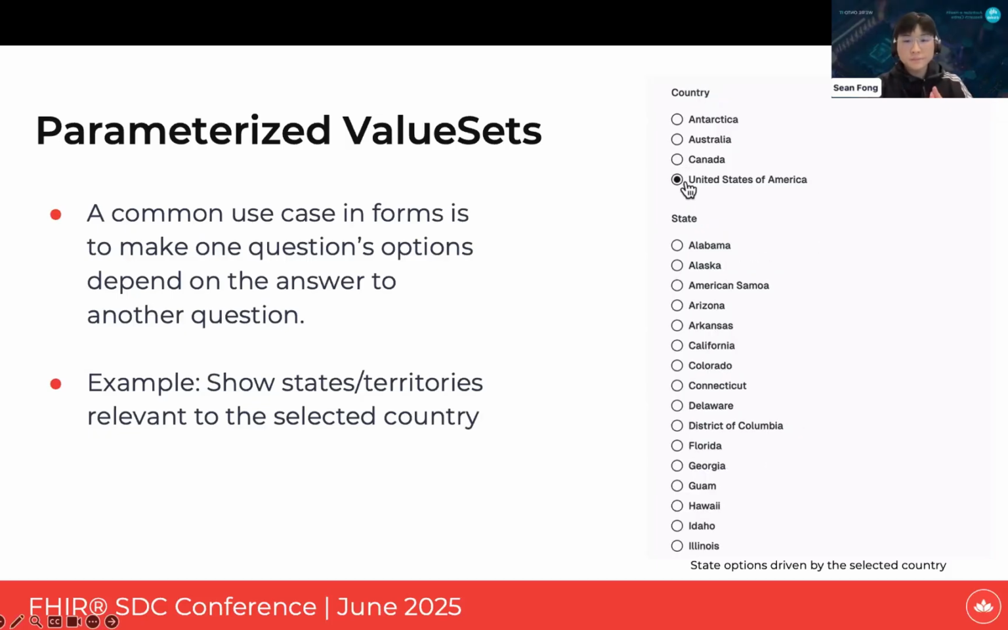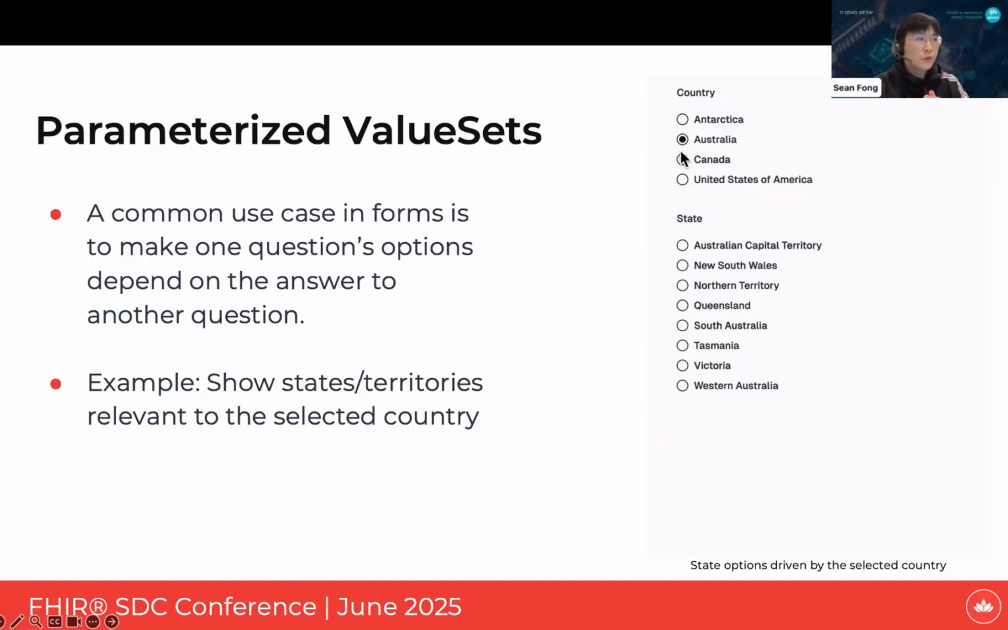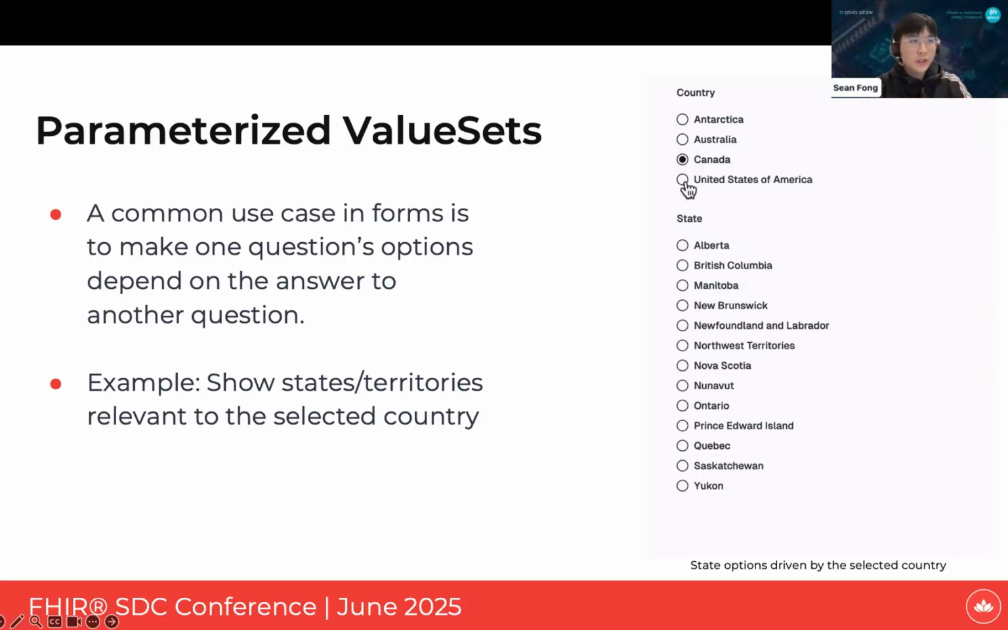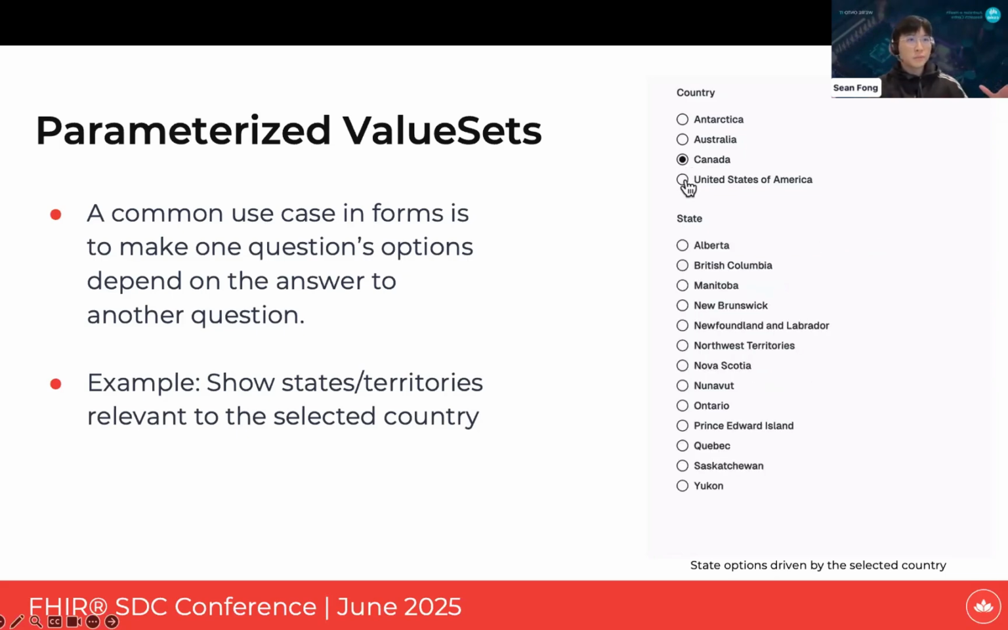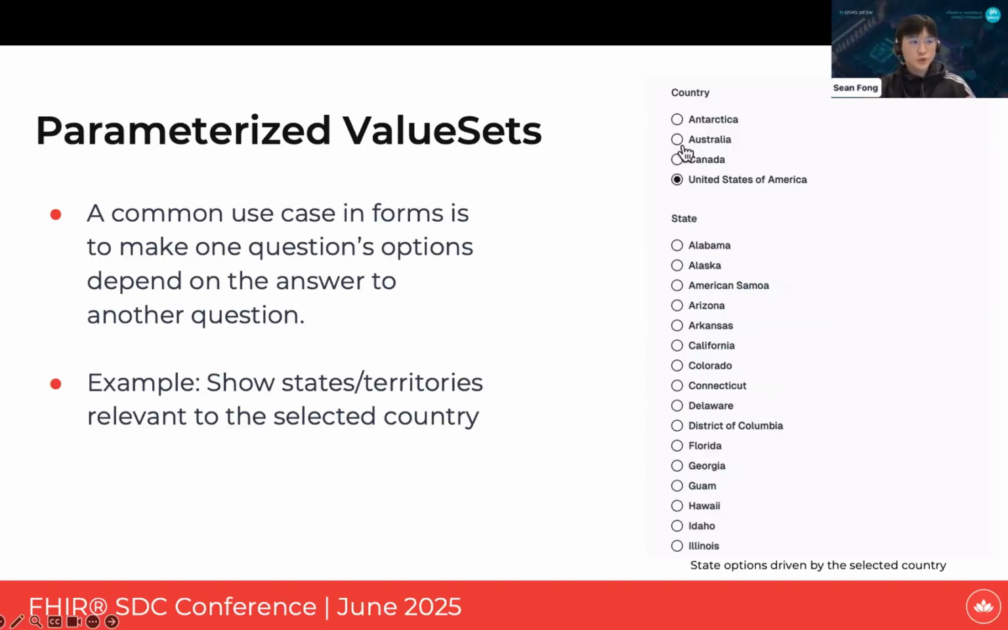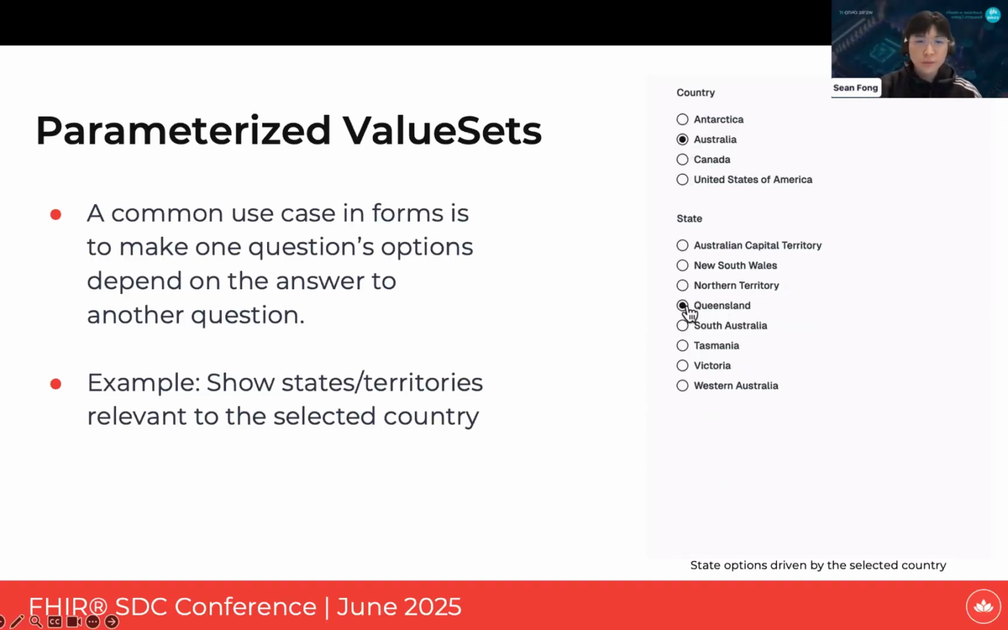Now, if you're thinking about doing this in code, in JavaScript, it doesn't seem too hard to do this, right? It looks like it can be done with just a bunch of if-else statements. If Antarctica, give me an empty array. If Australia, give me the Australian states, and so on.